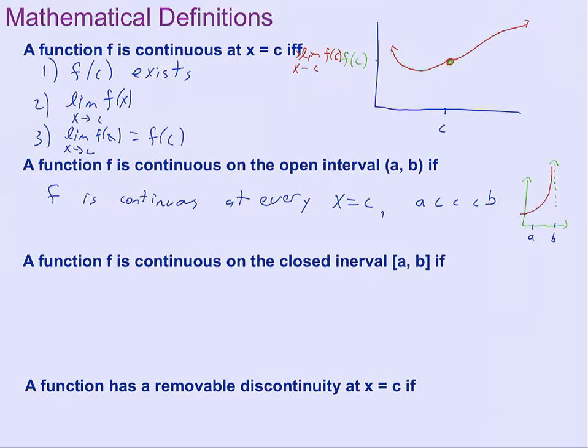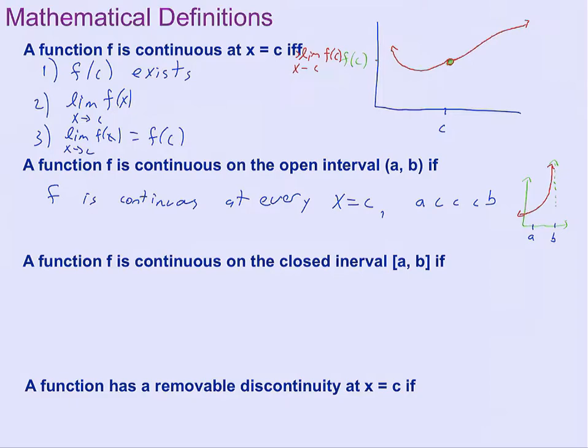So let's put a vertical asymptote there. This is a function that is continuous on the open interval from a to b, because for every point in between a and b, even though it's not including a and b, the function is continuous. Okay. That, to be honest, doesn't come up that often. Our next one is a little bit more technical.